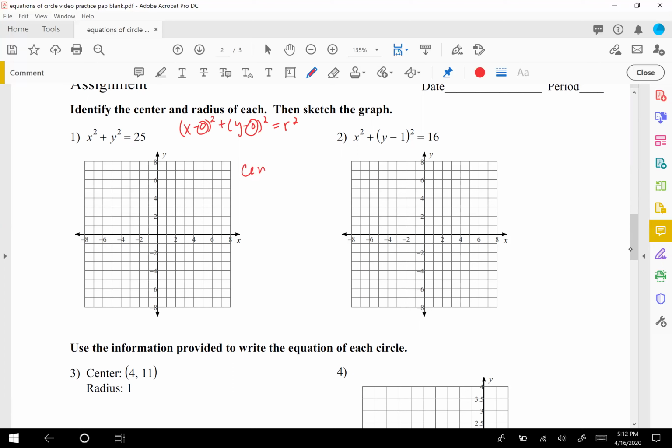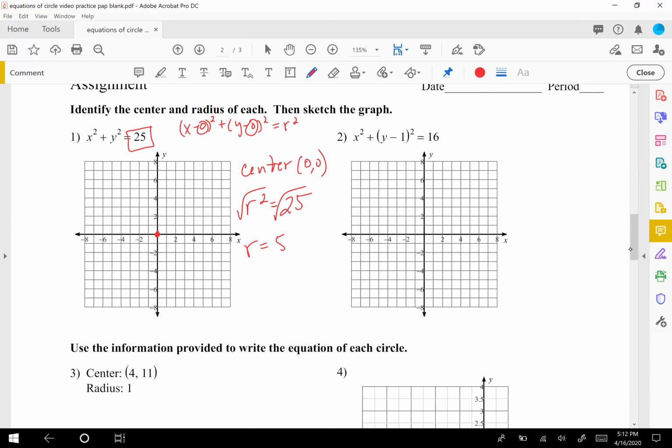So our center is 0, 0, which is right here at the origin. Now 25, that's r squared. So in order to find r, we have to take the square root. What is the square root of 25? It is 5. So we've got that there, and then we'll go ahead and plot.